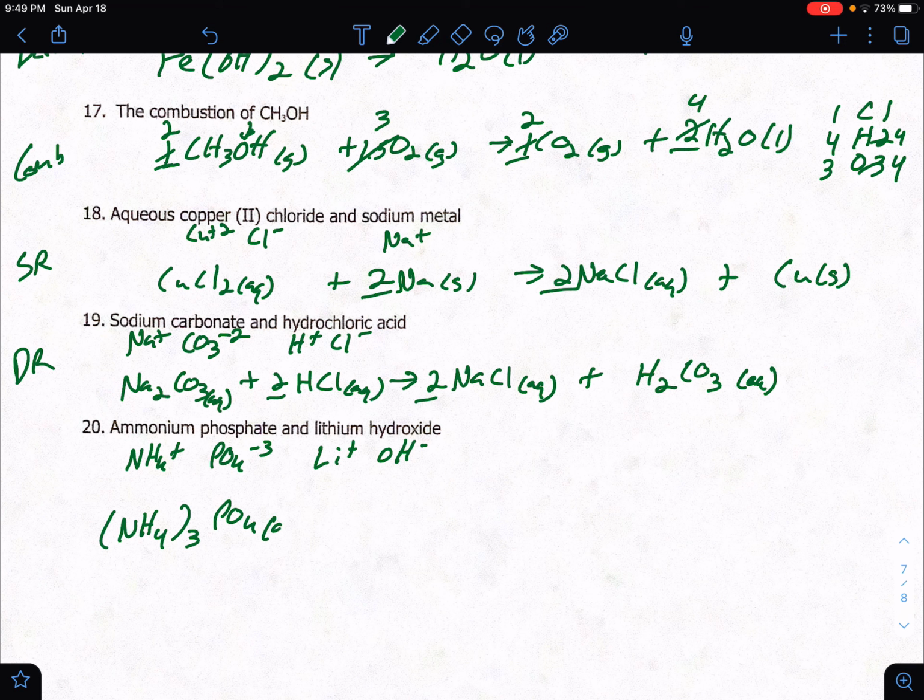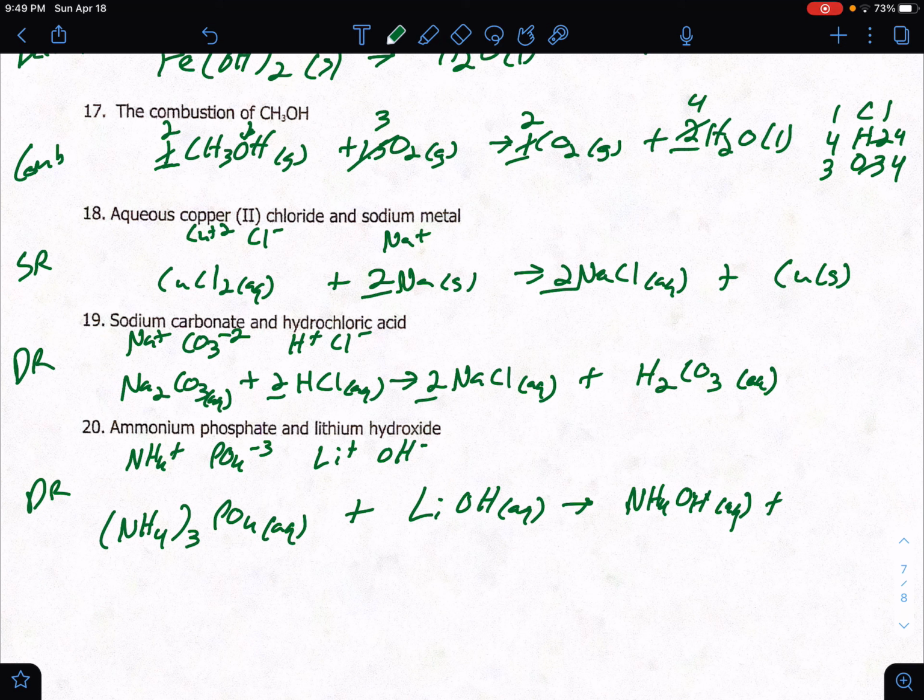Okay, ammonium's on my cash and geo list, so it's aqueous. And lithium hydroxide, this is LiOH. Lithium's on my cash and geos, so it's aqueous. So this looks like this is going to be a double replacement. Okay, so that means I'm going to take NH4 with hydroxide. So +1, -1, so this is going to be NH4OH. Okay, so this is going to be aqueous because of ammonium.